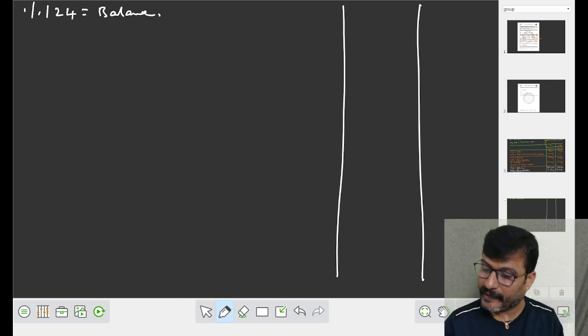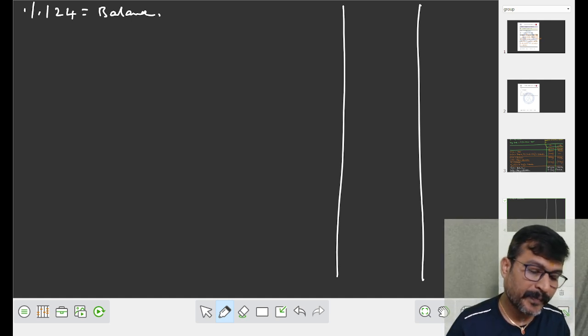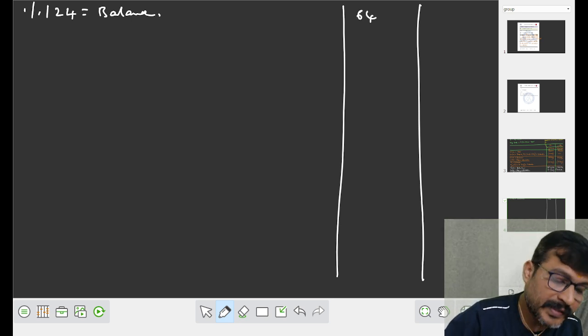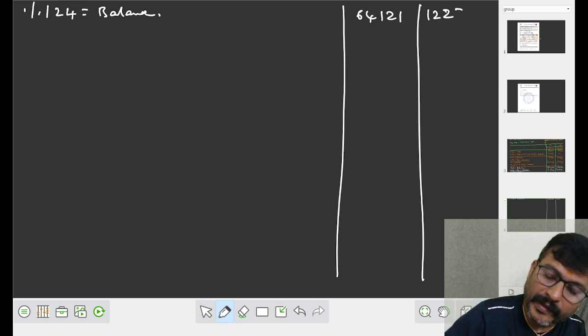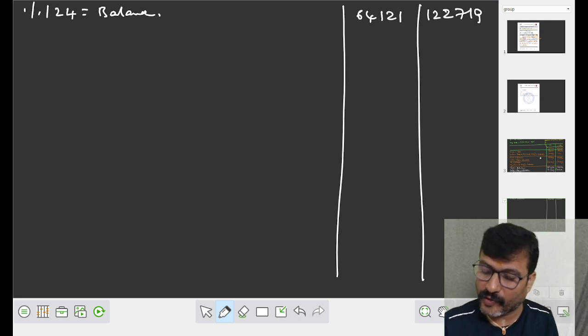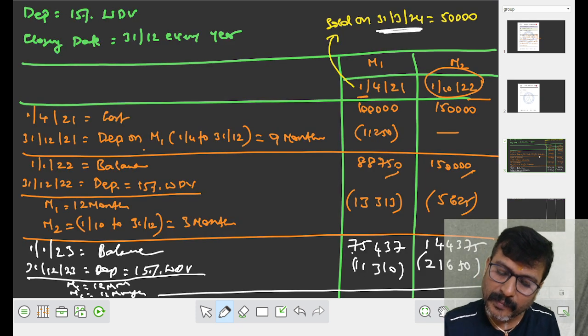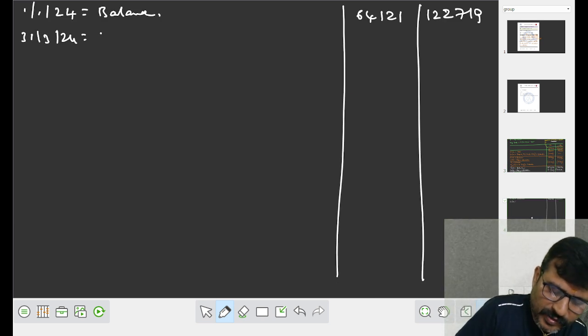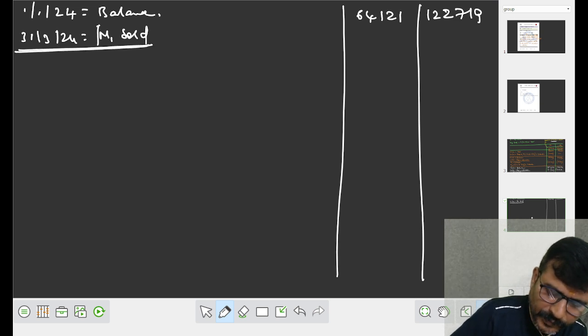We are getting a balance. How much balance we are getting? We are getting a balance of rupees 64,121, 1,22,719. Now we are on January 24, right? When this machine is sold? March 24. 31st March 24, M1 sold. How many months gap? 3 months.